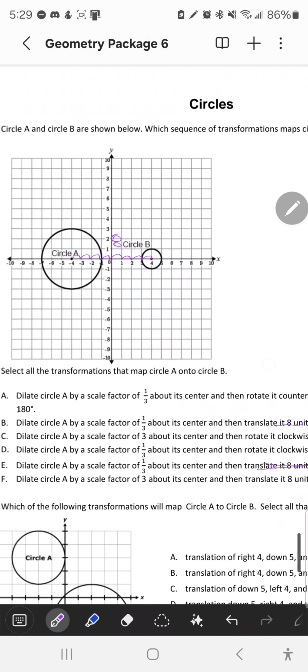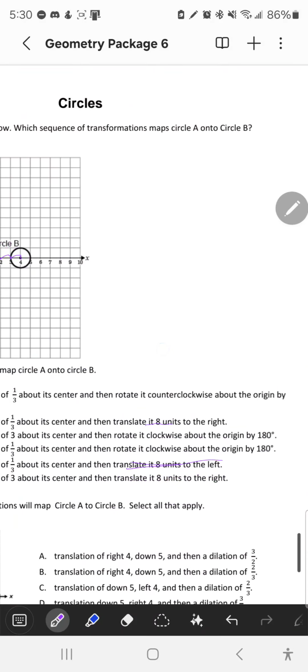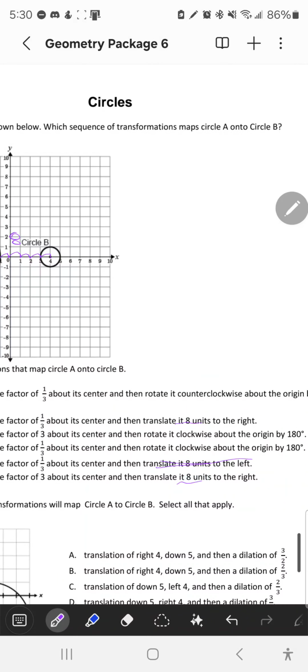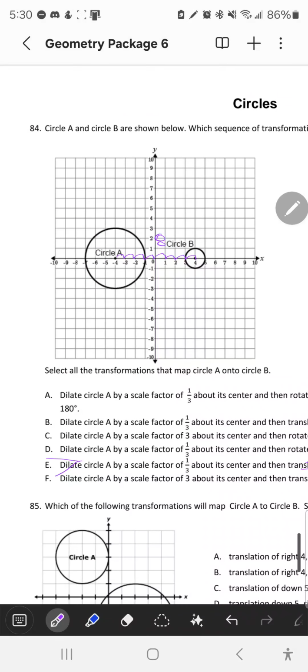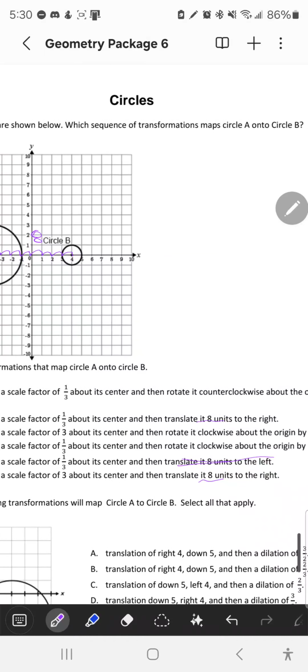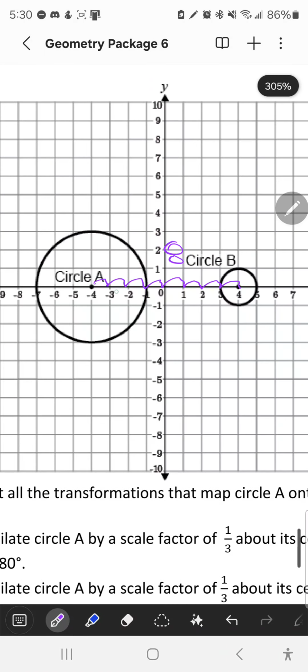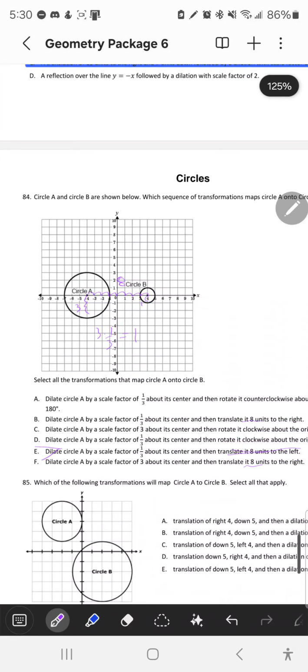8 to the left? No, it cannot be E. Now, 8 to the right, we have it here. And then dilation by a factor of 1 over 3. Let's see. We have A, and the radius is 1, 2, 3. And here in B, the radius is 1. We multiply 3 times 1 over 3, that will be equal to 1. So this seems totally fine. Dilation by a factor of 1 over 3.